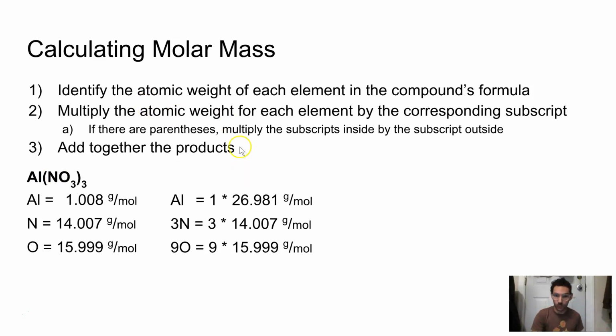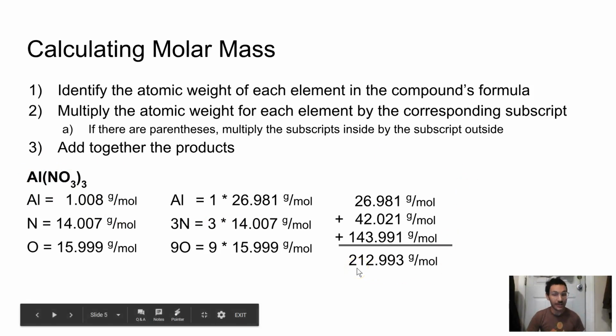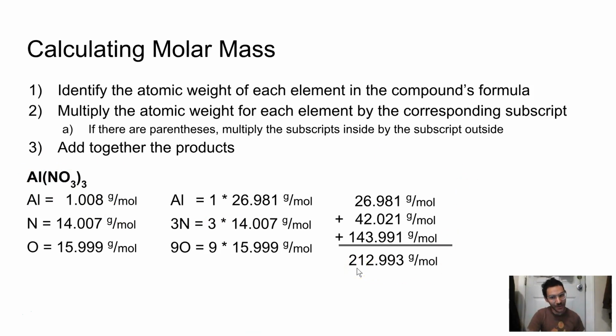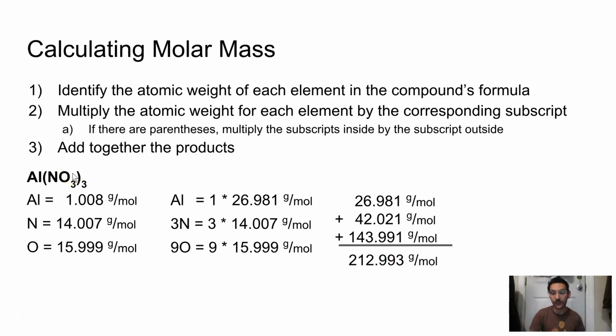Well, I can multiply these together and then add together the products. So that gives me a molar mass of 212.993 grams per mole. So if I have 1 mole of aluminum nitrate, I will have 212.993 grams of aluminum nitrate. Remember, molar mass tells us what the weight of 1 mole of a particular compound or element is.